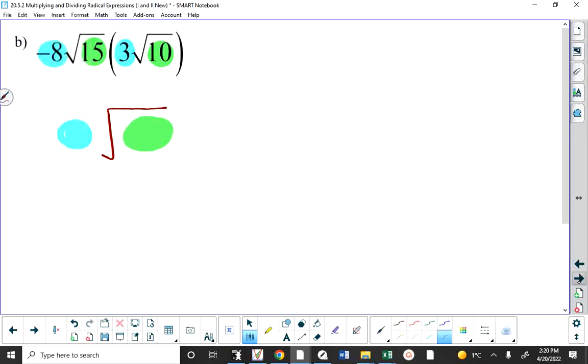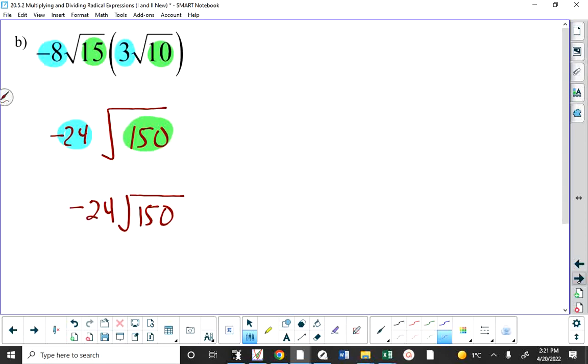Right? So negative 8 times 3 is negative 24. 15 times 10 is 150. So we have negative 24 root 150. Any questions with that example? Sasha? You have to simplify root 150.